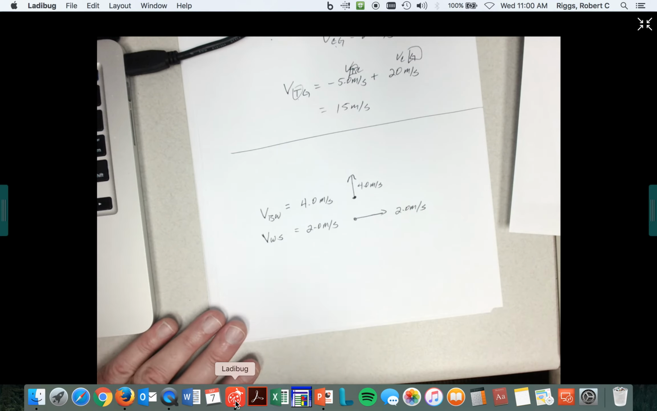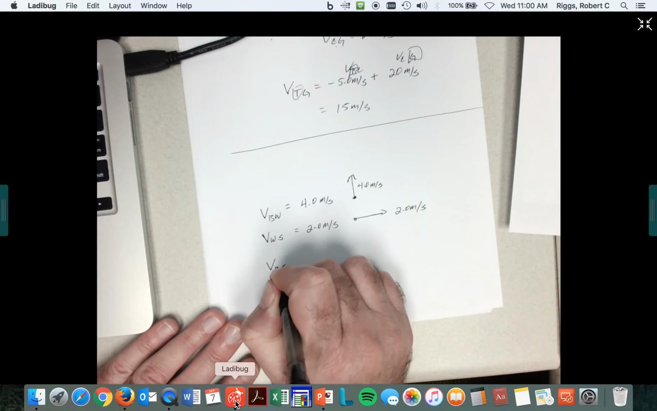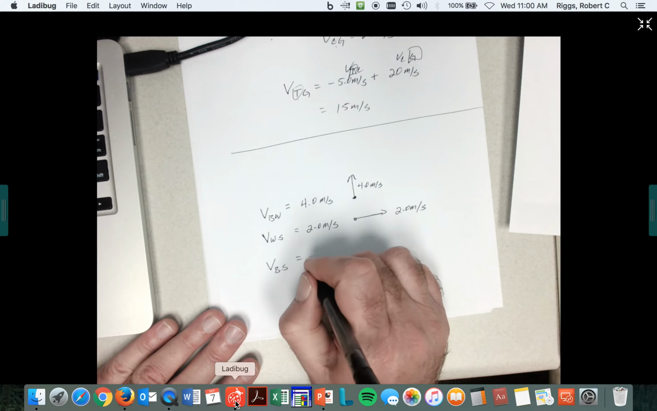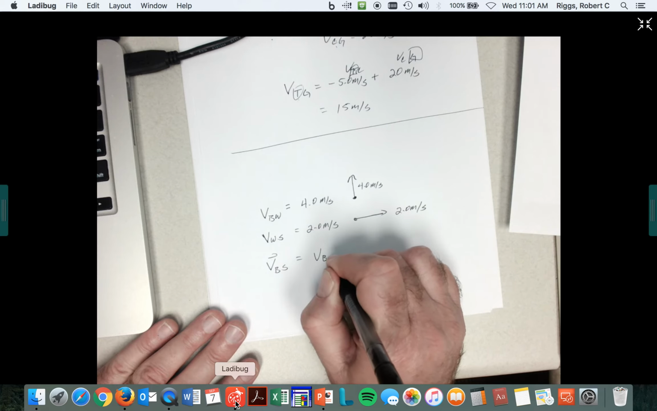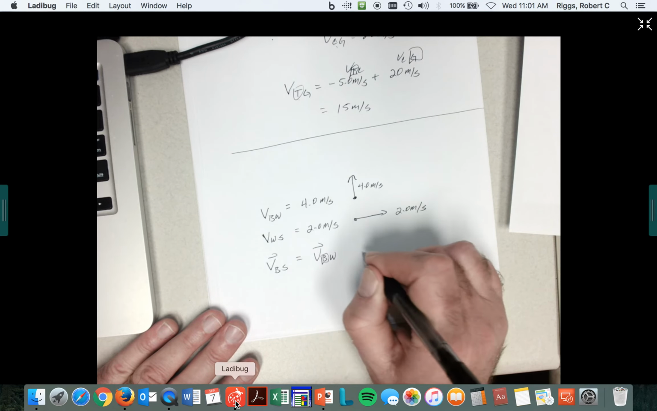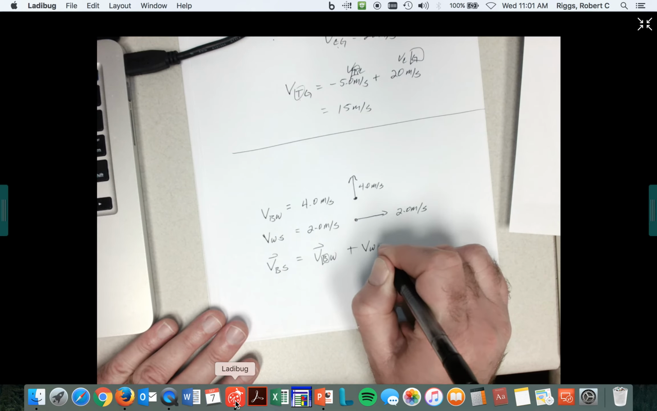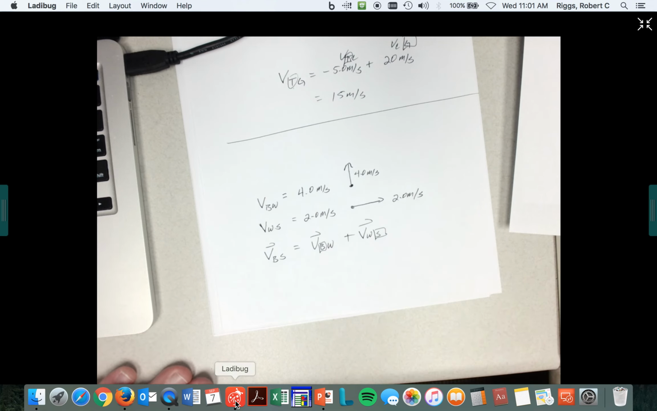So the velocity of the boat relative to the shore is equal to these two vectors. Velocity of the boat relative to the water, there we go, got first subscript, plus the velocity of the water relative to the shore. Okay, got my second subscript. But wait a second, I just can't add these. They're not going to be 6. These are vectors. So I've got to add these.